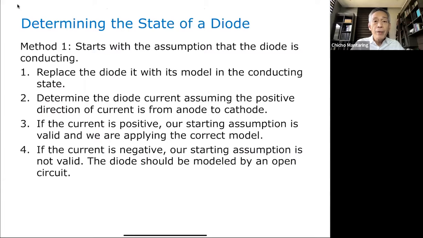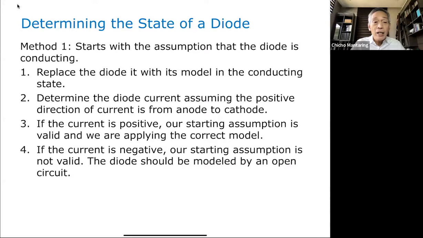Okay, how do we determine the state of a diode? There are two methods. The first method, we start with the assumption that the diode is conducting. So we don't know, is it conducting or is it not conducting? So we start with the assumption that it is conducting. And we replace it with its model in the conducting state.